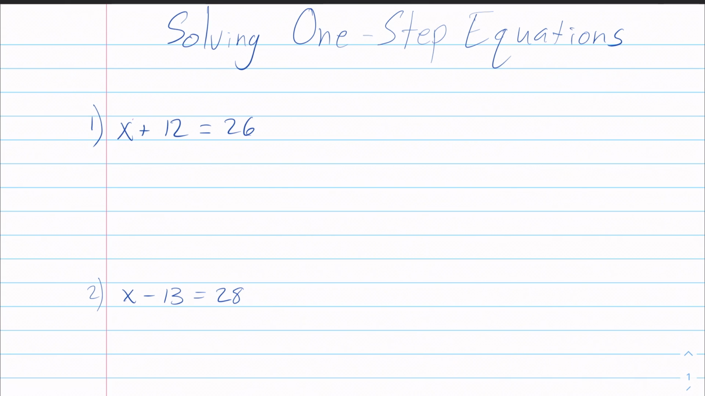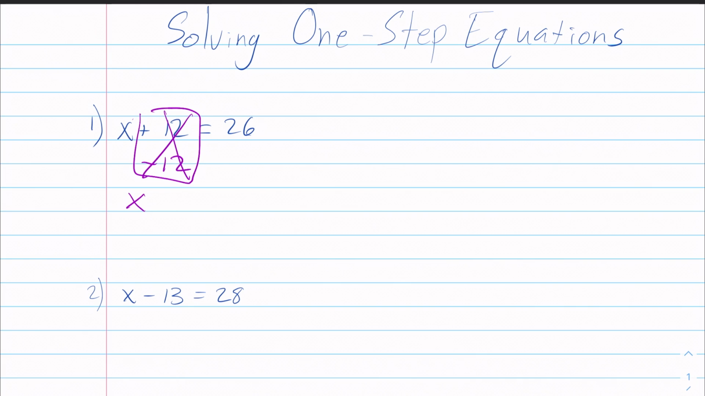Hey, let's do some work solving some one-step equations. And we are going to do the opposite of whatever is happening to x to be able to solve this equation. So if x is being added with 12, then we're going to subtract 12. Because really what we want is we want this to go away. So if I have plus 12 and minus 12, that goes away. And all I have left is x.